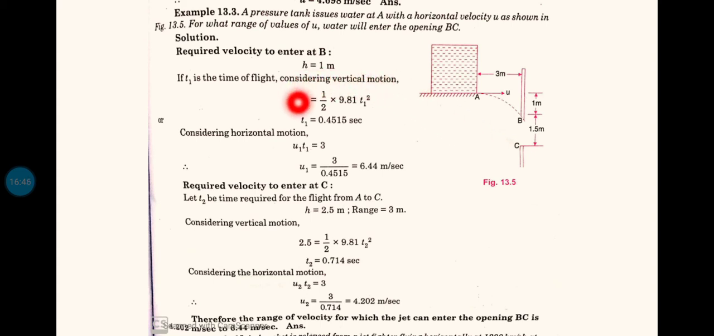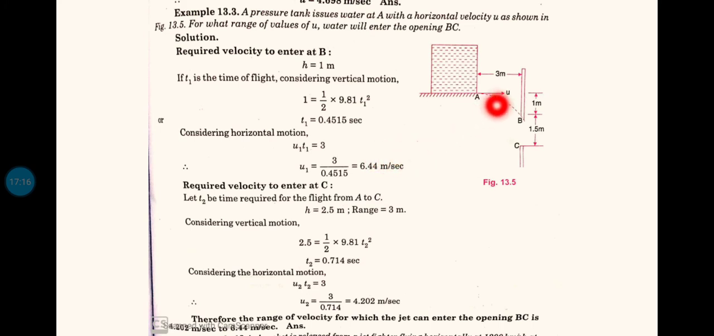Therefore s is equal to ut plus half at square. Here s is equal to 1 meter and u is equal to 0. The first term vanishes, plus half into 9.81 into t1 square. So t1 equals 0.4515 second. So within 0.4515 second, the water will reach from A to B. Now with that time we can calculate the velocity. Initially we considered the vertical motion from A to B. Now we are considering the horizontal motion from A to B.